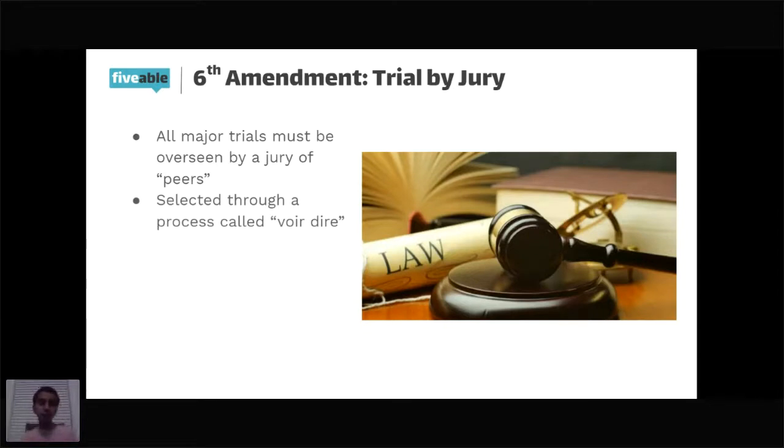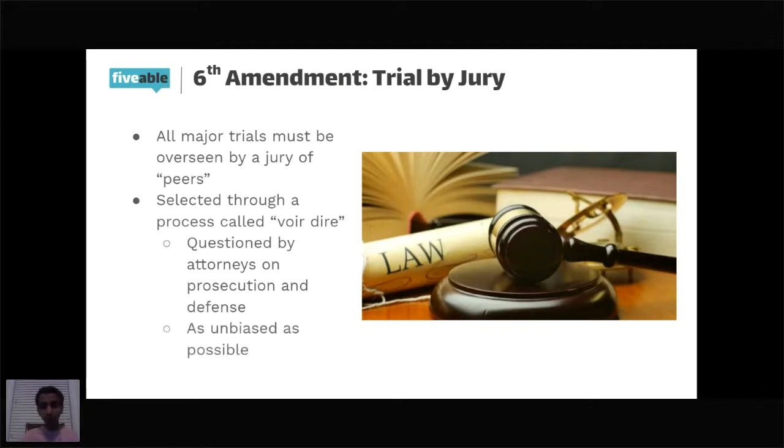The people on the jury are selected through a process called voir dire, I believe. It's basically the most random selection possible, trying to make sure that the jury does not have any pre-existing biases. Both the attorney for the defendant and the prosecution can cross-examine the potential jurors, and select the ones they want or they agree to. So they have to agree on the ones that they believe will provide the best unbiased outlook to this case, as unbiased as possible.